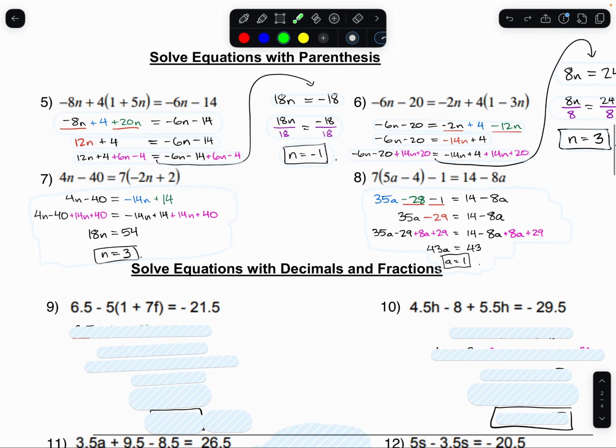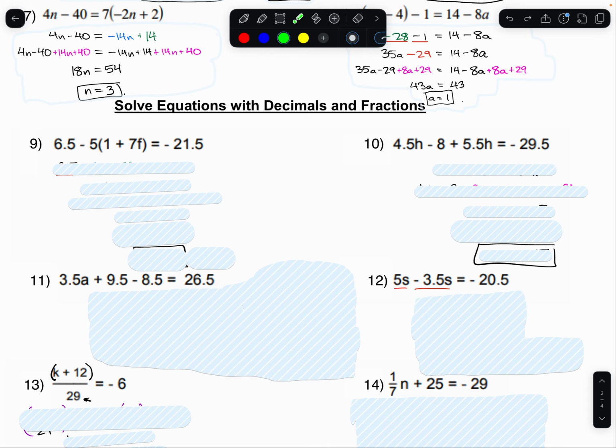All right, solving equations with decimals and fractions. These ones are really the same as we did above, except now you're working with decimals. You can do it by hand and just show scratch work on the side, or you're welcome to use a calculator. So for number 9, distribute, combine your like terms.